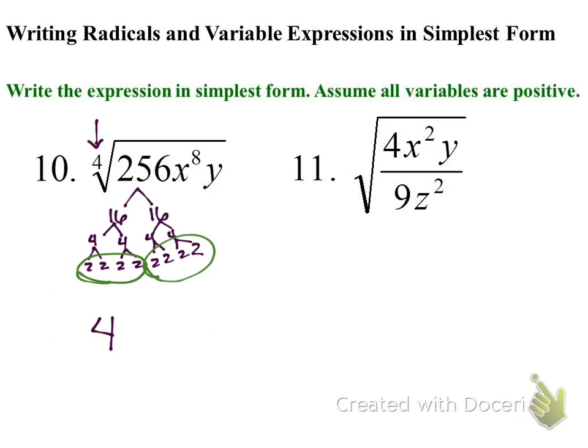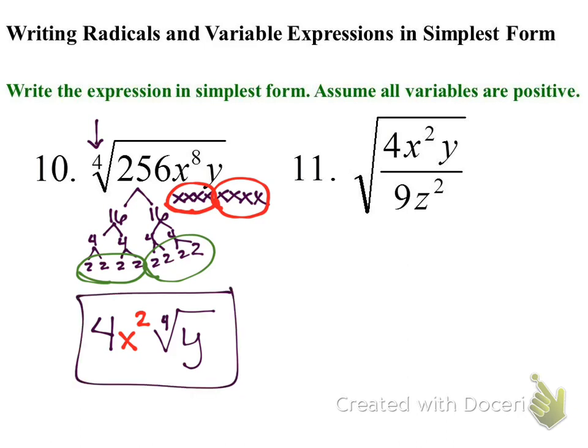So x to the 8th could be x, x, x, x, and you keep going till you have 8 of them, and you've got a group of 4 and another group of 4. So if you have 2 groups coming out, that's x times x, otherwise known as x squared. And then you try to break down the y's, but they don't break down into anything, so that is staying inside.